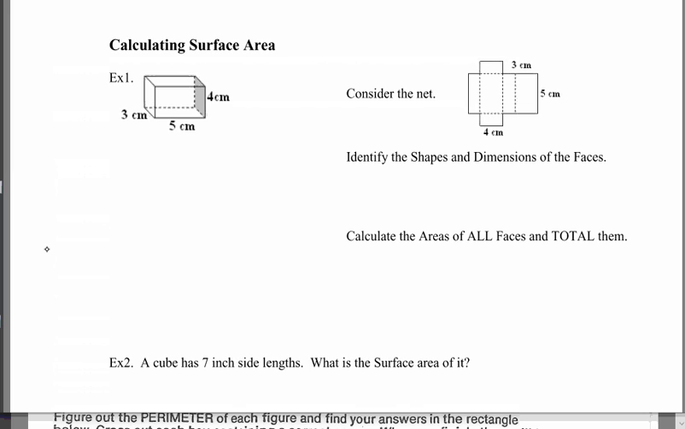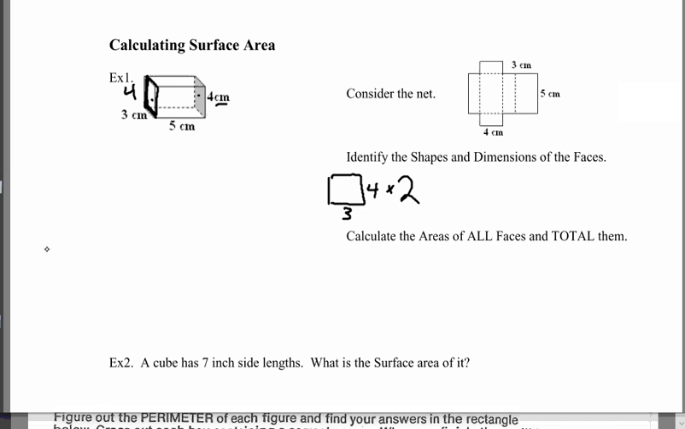So we've already seen this example, like I just did the sketches of it, but let's now do the work. Identify the shapes and dimensions of the faces. Well, I look at the sides. I have 3 wide, and this here is the height, which we see as 4. So I have a 3 by 4 rectangle, and I have 2 of those, the sides.